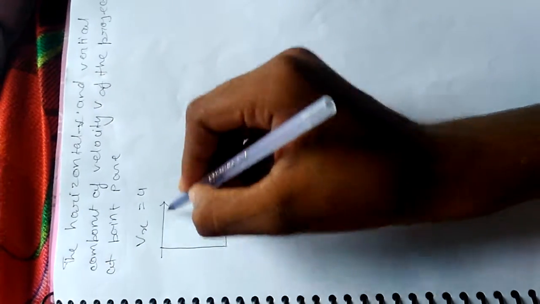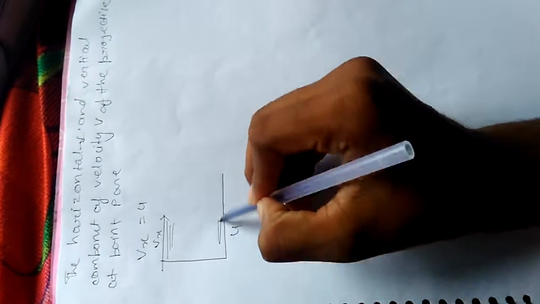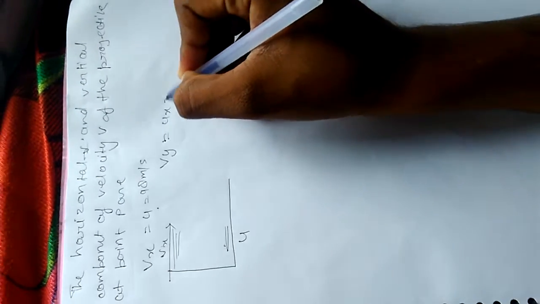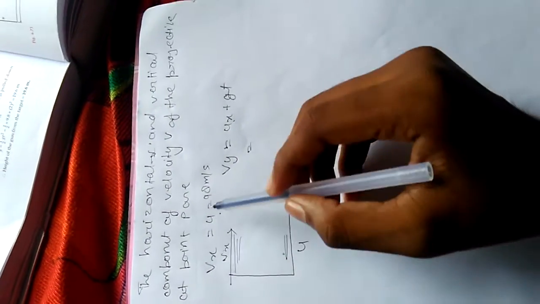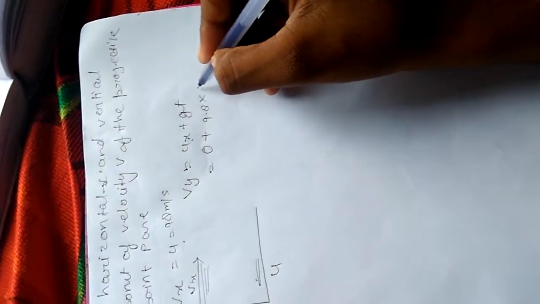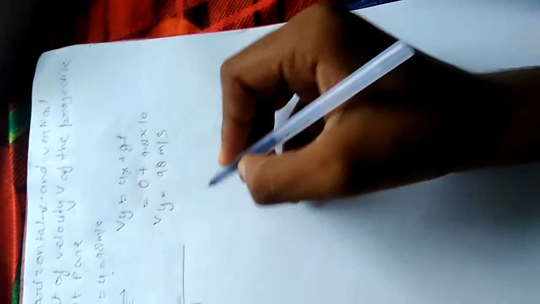Vx is equal to u, because if we draw the line, the projectile is fired from here, so the component of velocity Vx is equal to u. So Vx is equal to 98 meter per second, and the formula of Vy is equal to uy plus gt. Here uy is 0, g is given by 9.8 meter per second square, and the time we have solved is 10 seconds. So Vy is equal to 98 meter per second.